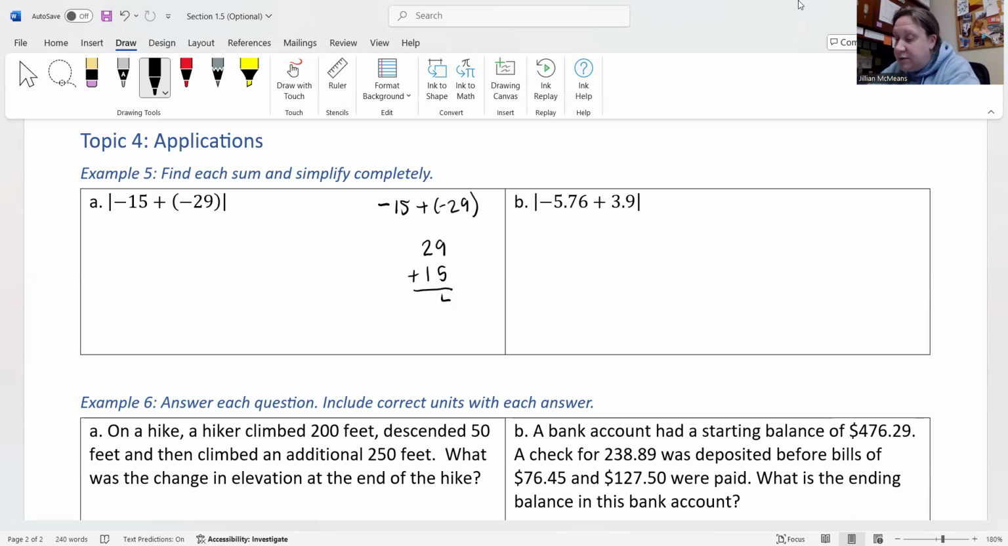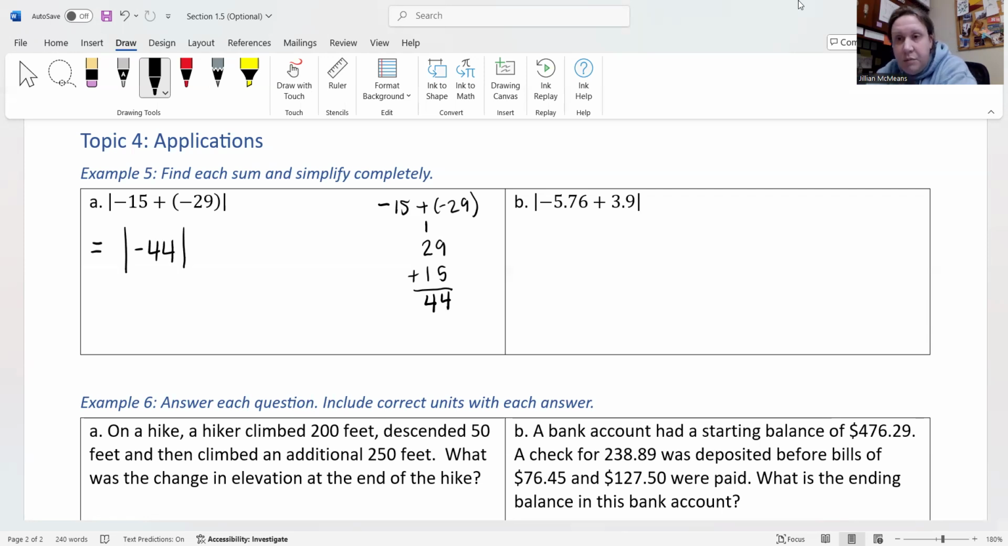9 plus 5 is 14. So I keep a 4. I carry a 1. 1 plus 2 plus 1 is 4. So we're dealing with 44. But since both numbers started out negative, this sum is going to be negative. So what we have to start is the absolute value of negative 44.